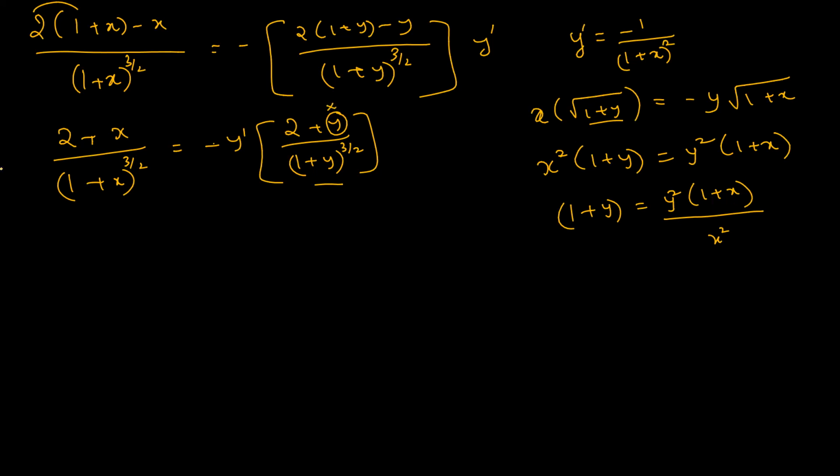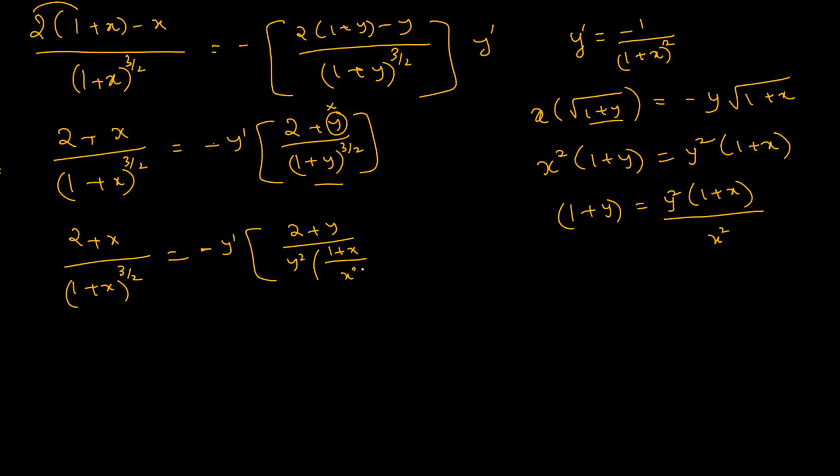But this y we can't eliminate. Unless you have a 2 plus y. Yeah, try to plug in and see. So 2 plus x divided by 1 plus x the whole power 3 by 2 is equal to minus y dash into 2 plus y divided by y square into 1 plus x divided by x square the whole power 3 by 2. So this 1 plus x the whole power 3 by 2 and 1 plus x the whole power 3 by 2 get cancelled. So you have 2 plus x is equal to minus y dash into 2 plus y by y square into 1 by x square power 3 by 2, which is going to give me 1 by x cube. Correct?